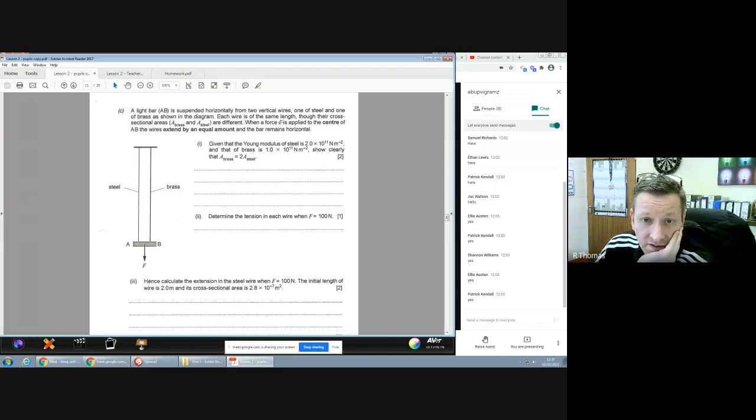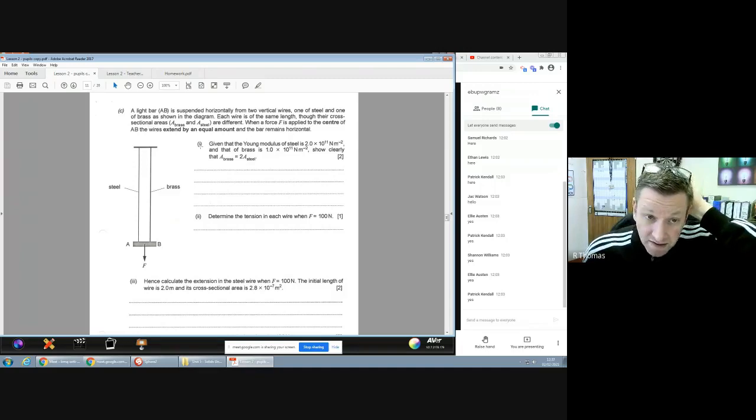However, each wire is of the same length, though their cross-sectional areas are different. So even though they're of the same length, they have different thickness and hence a different cross-sectional area. It looks like the brass is thicker than the steel.